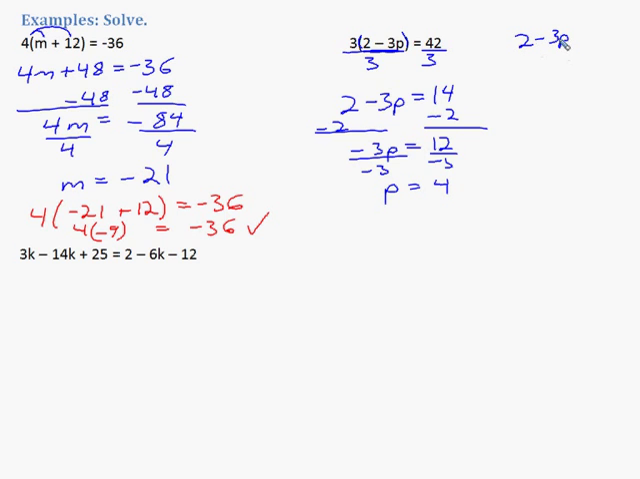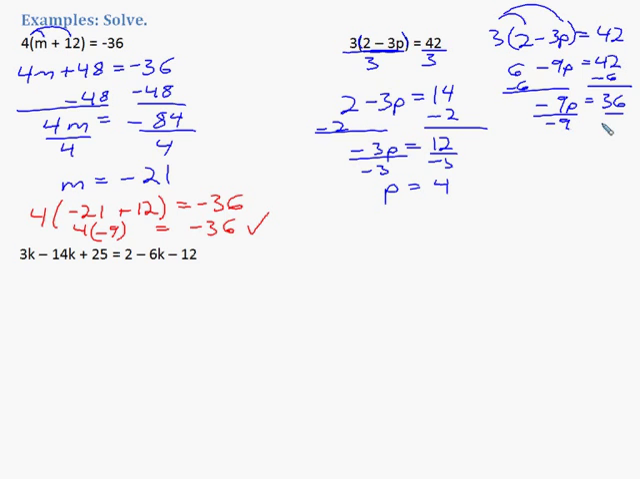But again, if you don't prefer that way, or that was confusing or new, first of all, you could watch that again, or you can remember we can distribute, and we get 6 minus 9p equals 42. We could subtract 6 from both sides. We get negative 9p equals 36, and dividing both sides by negative 9, we still get that same solution of negative 4. So you can do it either way. Again, we usually do it that second way.